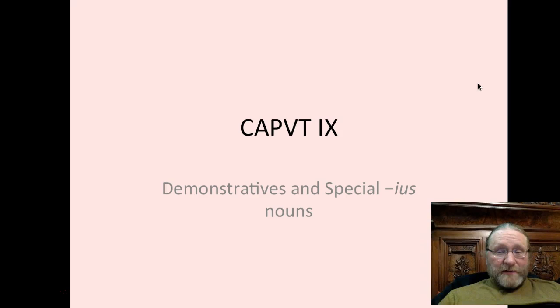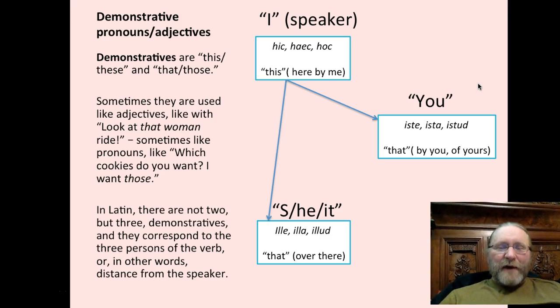In English, there are two demonstratives, this and that, but in Latin, there are three: this, that, and that of yours. And they correspond to the speaker in terms of the first, second, and third persons, and also in terms of space, as in relative to the speaker. And I've got a little graphic here to help out showing that. Hic, haec, hoc, that is this, means this here by me, either in space, the thing that's close to me here, or sometimes emotionally, the thing that's near and dear to me, as we would say.